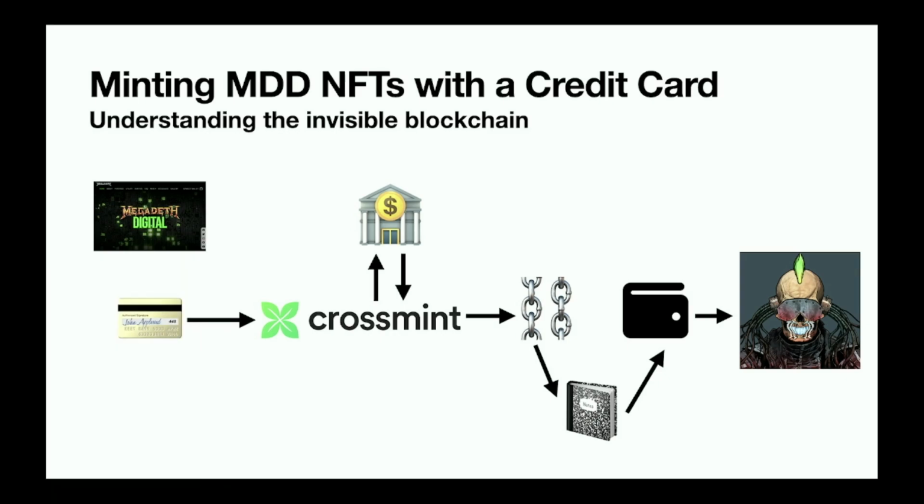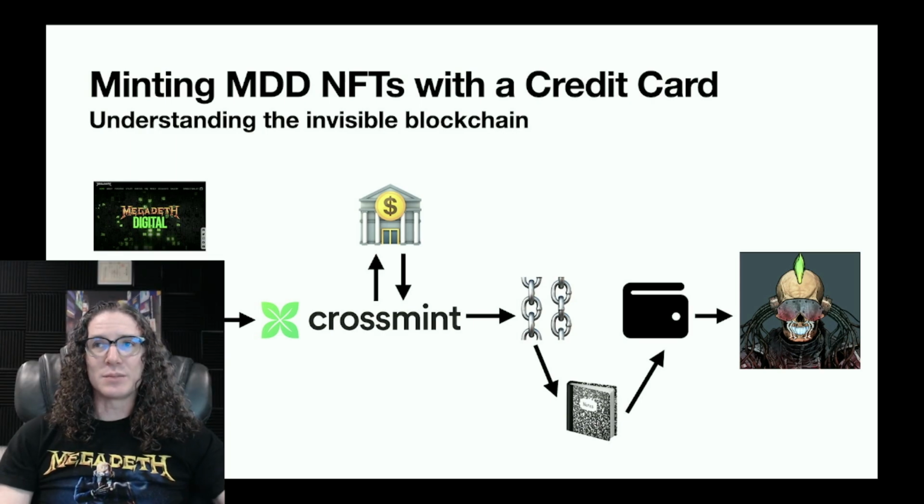You give them your credit card information, they charge your bank, they create a wallet for you. Megadeth Digital mints the token, and you receive it in the wallet that Crossmint creates for you. So that's pretty cool. If you're new to Web3 and you know nothing about it and you don't know where to start, and you just want to purchase a Megadeth Digital NFT, all you need is a credit card and an email address, and you can get started.